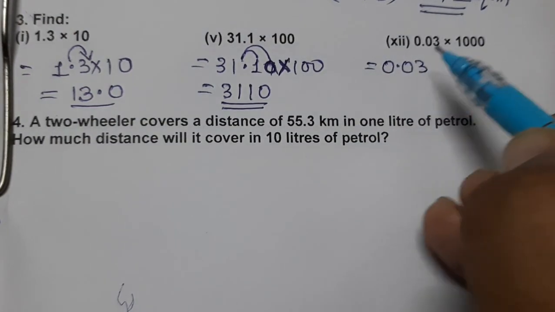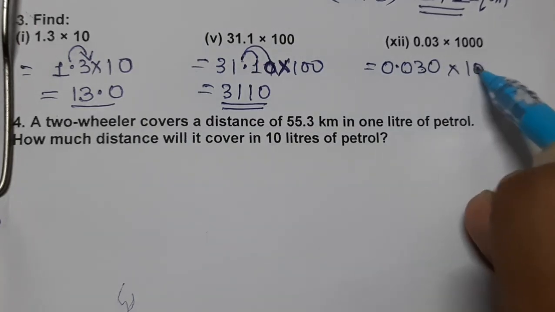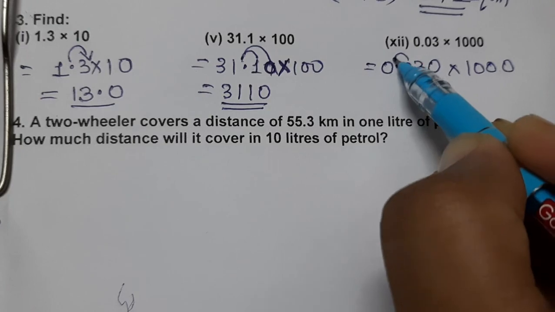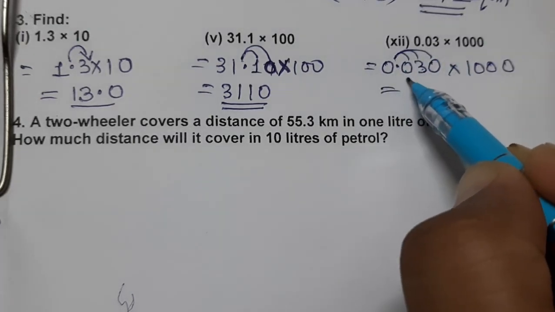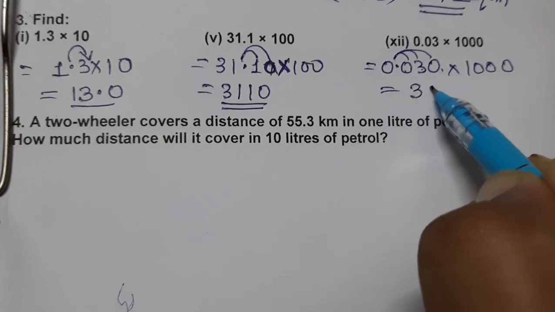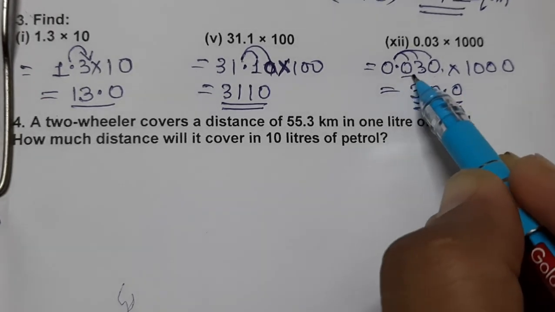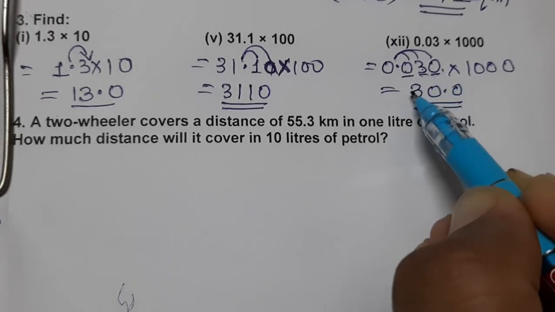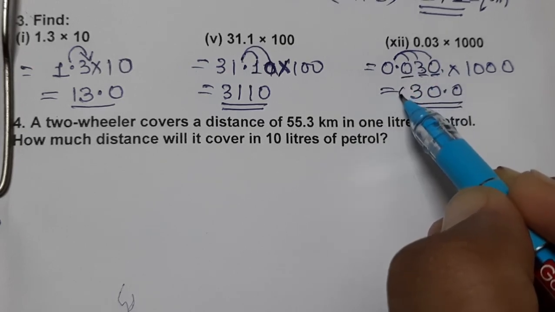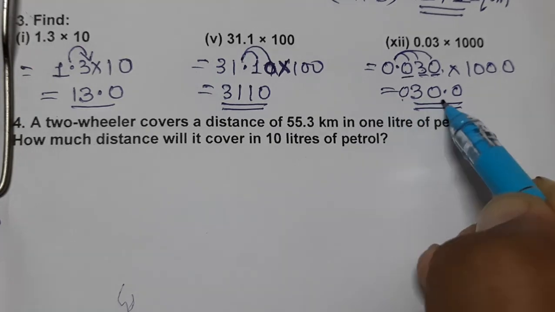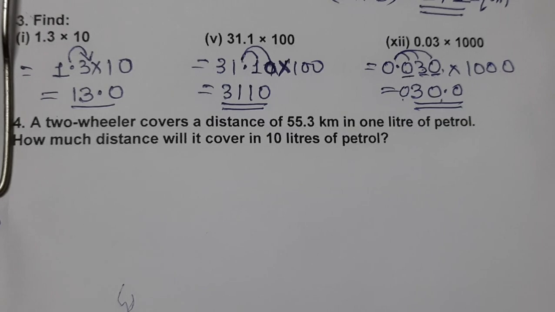Now here, 0.03 into 1000. 3 places. So how many places after the decimal? 1, 2. So put 0. Now 3 places, 1, 2, 3. So what result will we get? The decimal shifts 3 places right. So we will get 30.0, 30 only. So see, 1, 2, 3 places right. There is no importance of a 0 after the decimal on the right. If you write 30.0 or 30, the 0 doesn't matter. So 30 only.